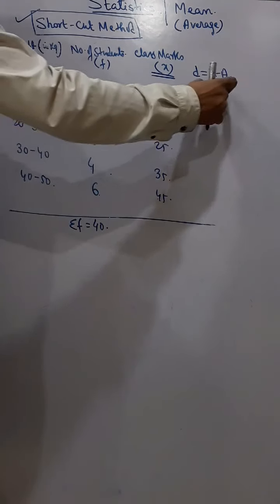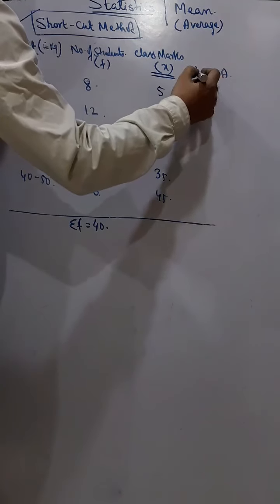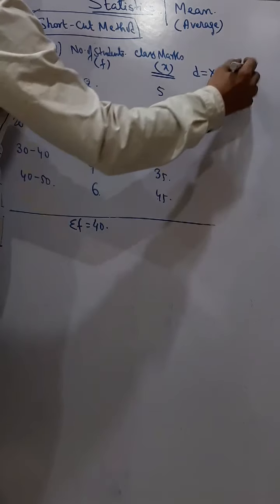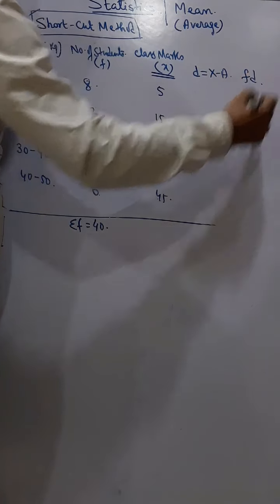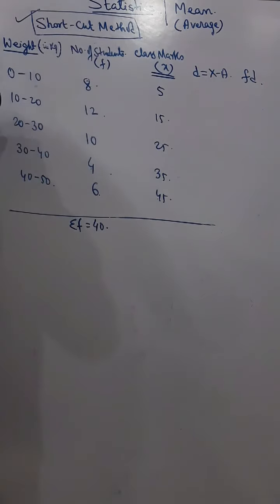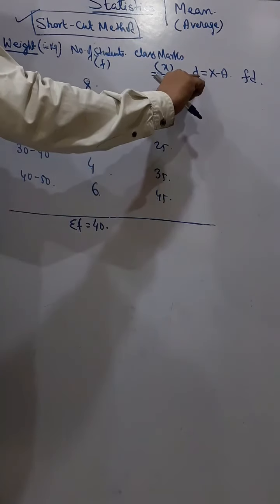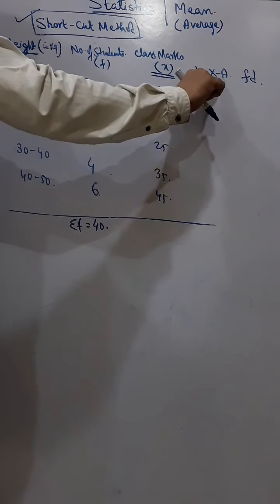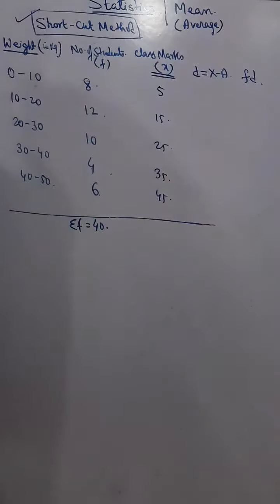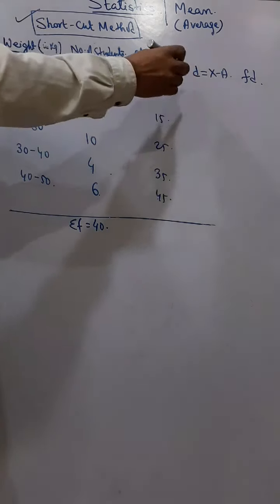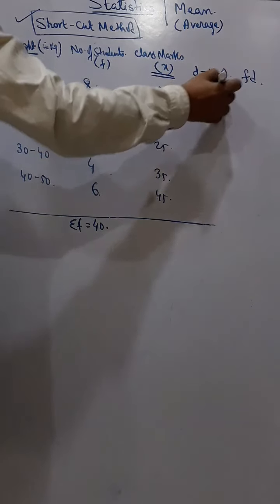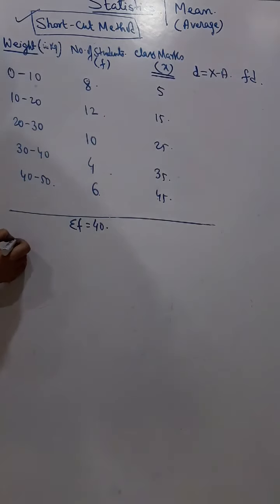Okay, so after getting the value of d, we'll then find f into d. In the direct method we used to find f into x, but in the shortcut method we have to do one step more. We have to find the value of d, that is d is equal to x minus a. Now what is that a, in fact? d is a deviation, and a actually means assumed mean.